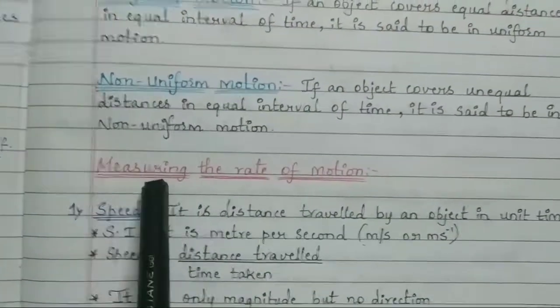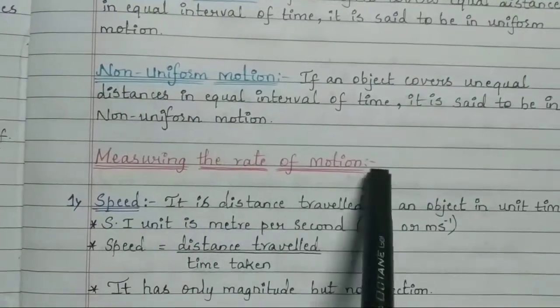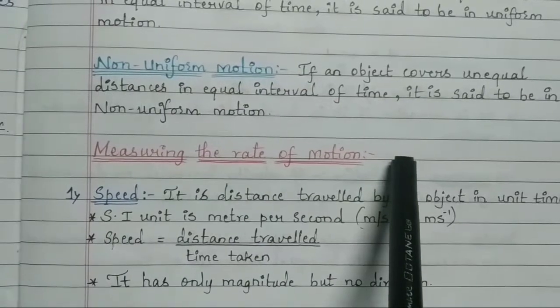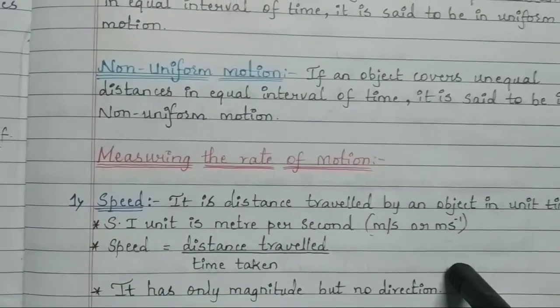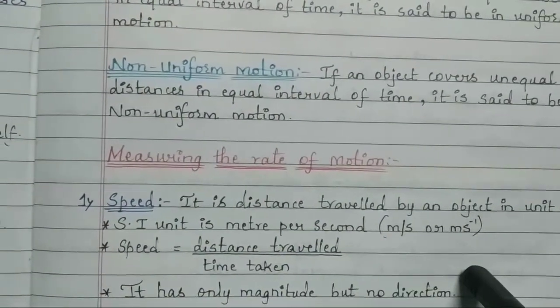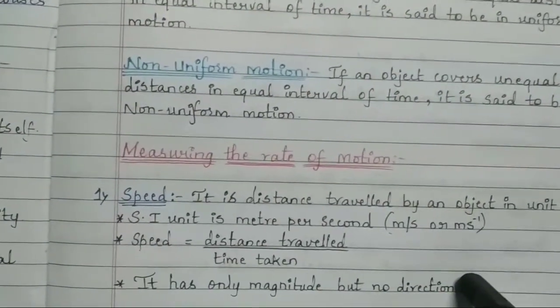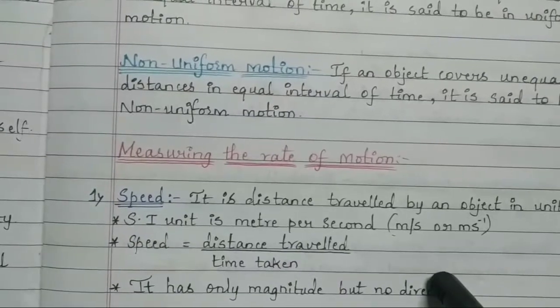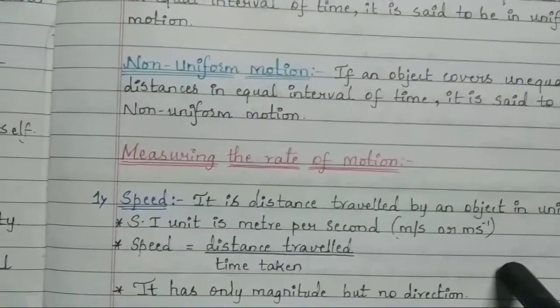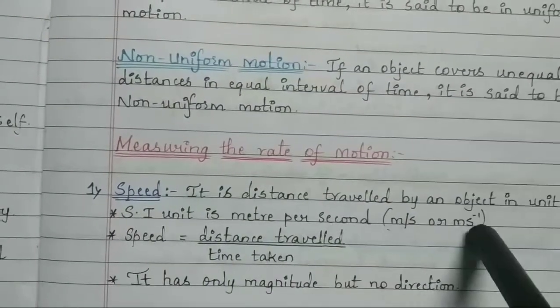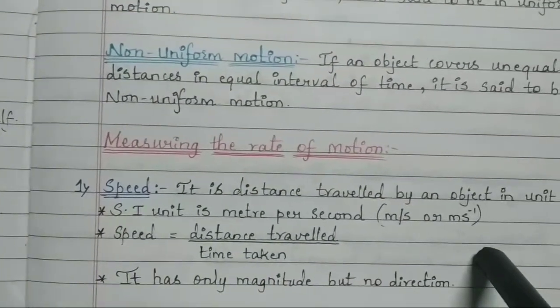So let's start with the next part: measuring the rate of motion. Why do we need to measure the rate of motion? You know that there are many types of motion. You have studied motion along a straight line, which is the basic thing. So how can we measure that motion? There are a few terms by which we can measure our motion.